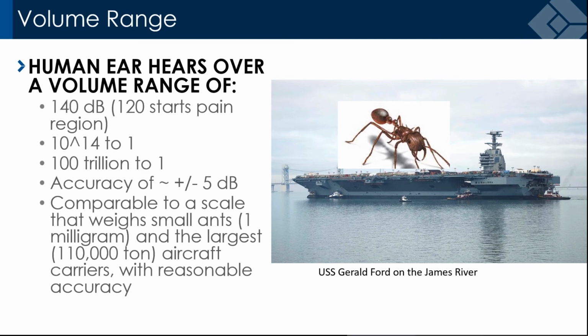Okay, so the human ear is an amazing instrument. It hears over a range of 140 decibels before you die. So 140 decibels is 10 with 14 zeros behind it. So it's 100 trillion to 1. And the accuracy is about plus or minus 5 dB, which is pretty good.